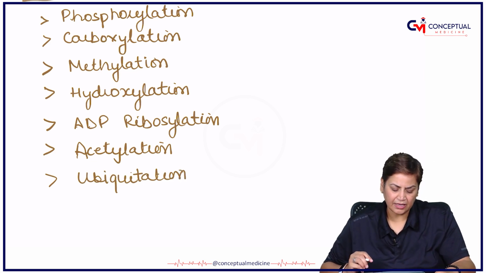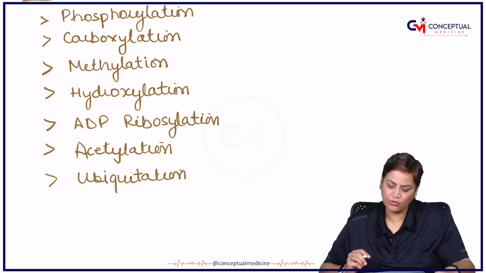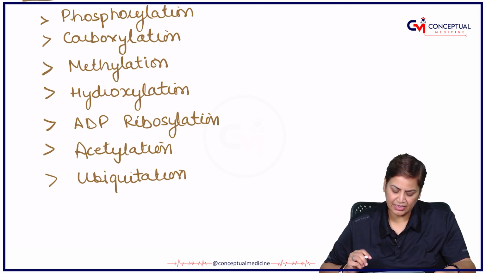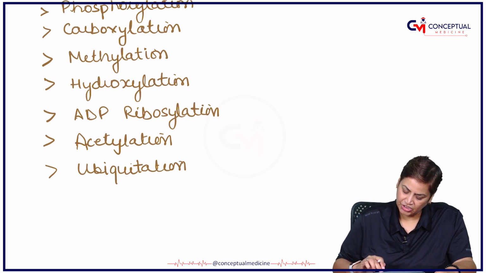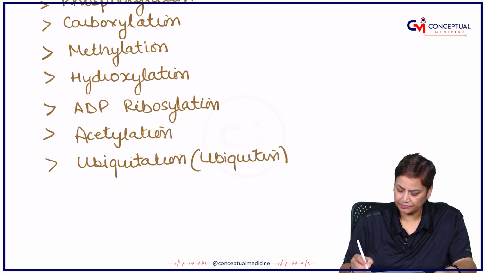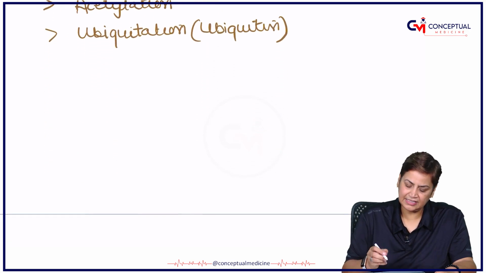So these are the post-translational modifications: phosphorylation, carboxylation, methylation, hydroxylation, ADP ribosylation, acetylation and ubiquitination. Ubiquitination, or you can say ubiquitin protein. Right? Now, first of all, let's take the first one, phosphorylation.